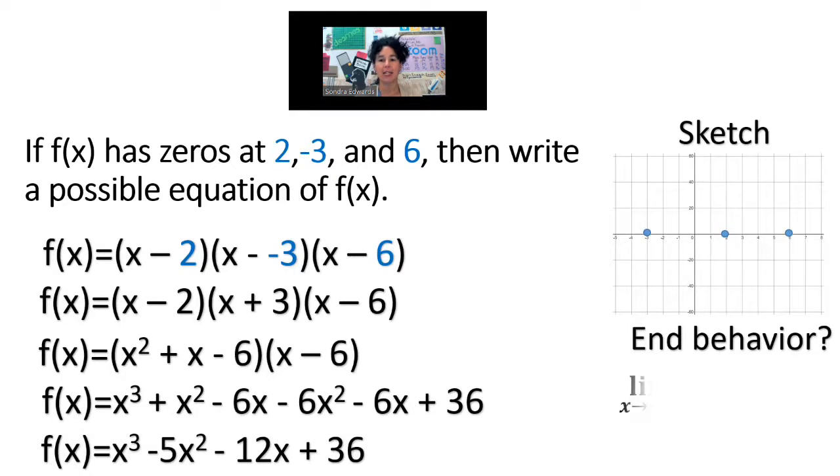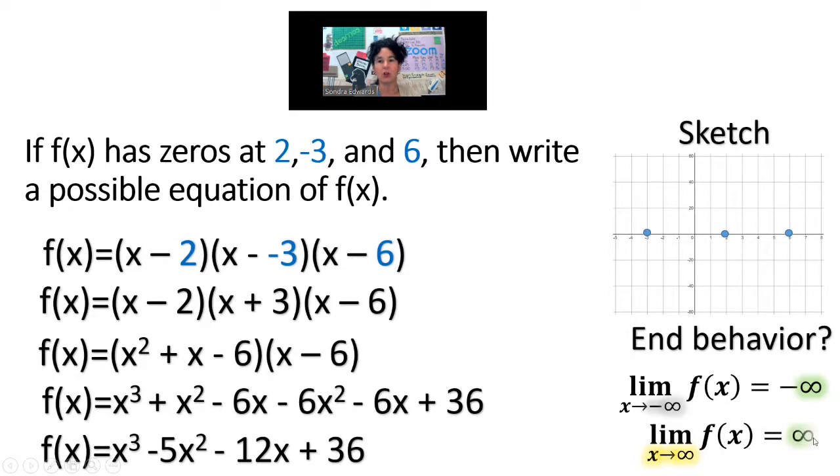So if we're starting down, that means as we are on the left-hand side, as we choose x's going to negative infinity and plug them into the function, we're going to be down, so negative infinity. And then over here on the right side, we know our end is going to go up, so as we choose x's going to infinity, meaning we move to the right, plug those into the function, we're going to go up, so we're going to infinity.